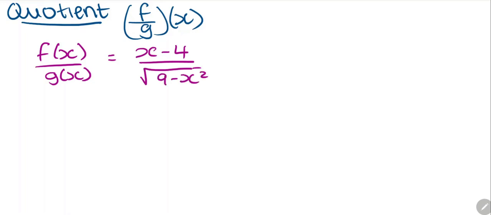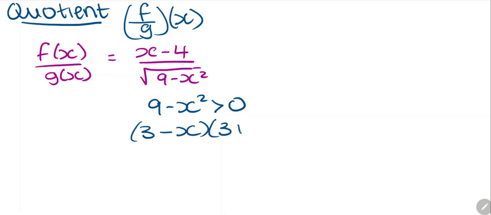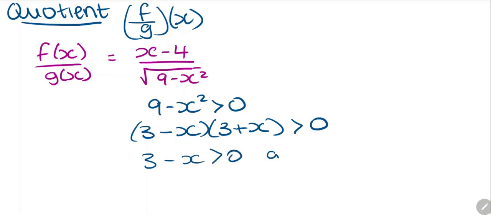Now this time the denominator cannot be equal to 0. It'll be undefined, so only greater than 0. So if we were to solve 9 minus x squared is greater than 0, what we're going to do is factor this. So it's a difference of squares, so we'll have 3 minus x and we'll have 3 plus x is greater than 0. So let's take them both. So I'll have 3 minus x is greater than 0, or 3 plus x is greater than 0.